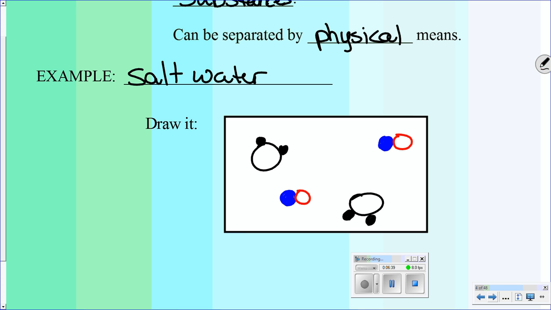We have 2 different substances in it. So we have one substance that's a blue and a red. We have one substance that's water, the oxygen with 2 hydrogen. They are physically combined. They are not chemically bonded to each other in this picture. So therefore, this is a mixture.